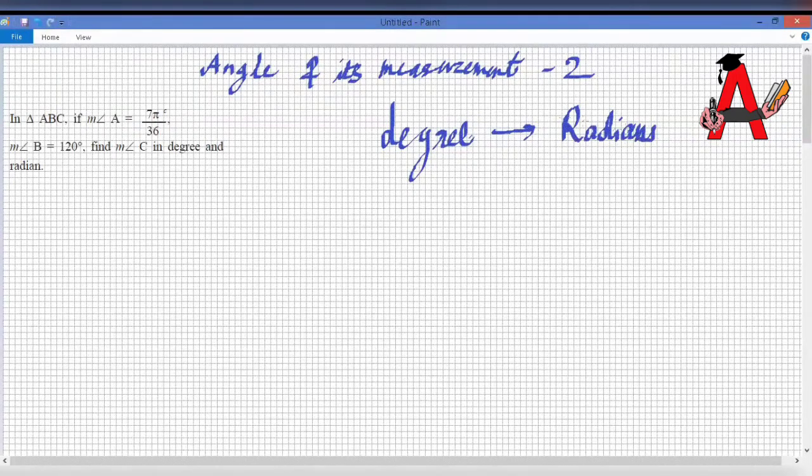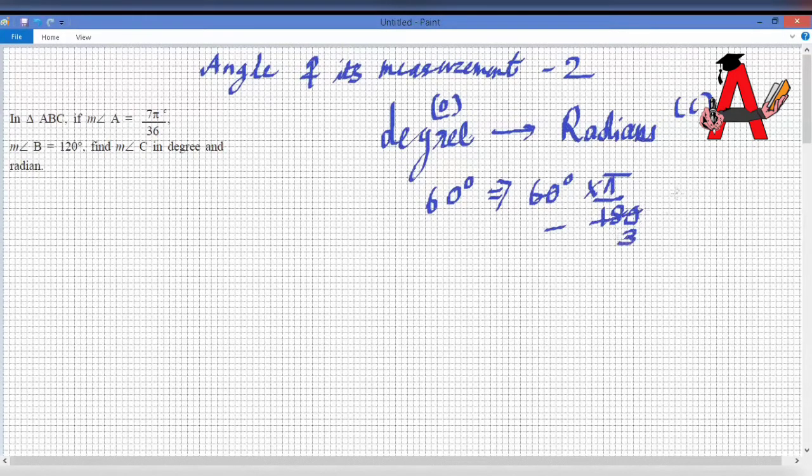I told you degree is expressed like this, whereas radians is expressed with this symbol. Now, coming back to degrees, let's take an example of 60 degrees. I told you a degree can be converted into radians by multiplying with pi by 180. We will cut this, 60 threes are 180, and we will get pi by 3 radians. That was a simple example.